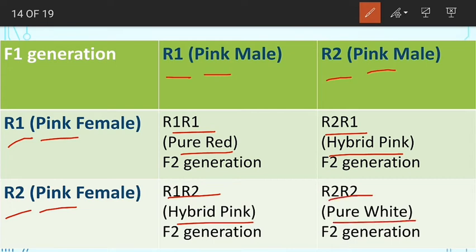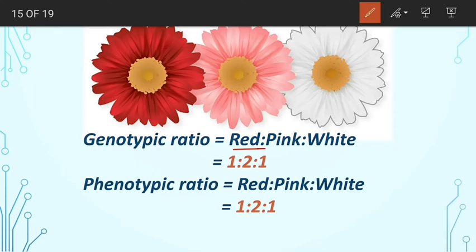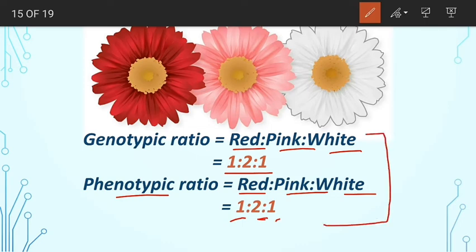There is expression of the red color, the pink color and the white color, and the genotypic and phenotypic ratios are also the same. Red to pink to white, the ratio is 1:2:1. And in case of phenotypic ratio, there is also the presence of red, pink and white color, that is 1:2:1. That is, the genotypic and phenotypic ratio in both the law of codominance and the law of incomplete dominance is the same.